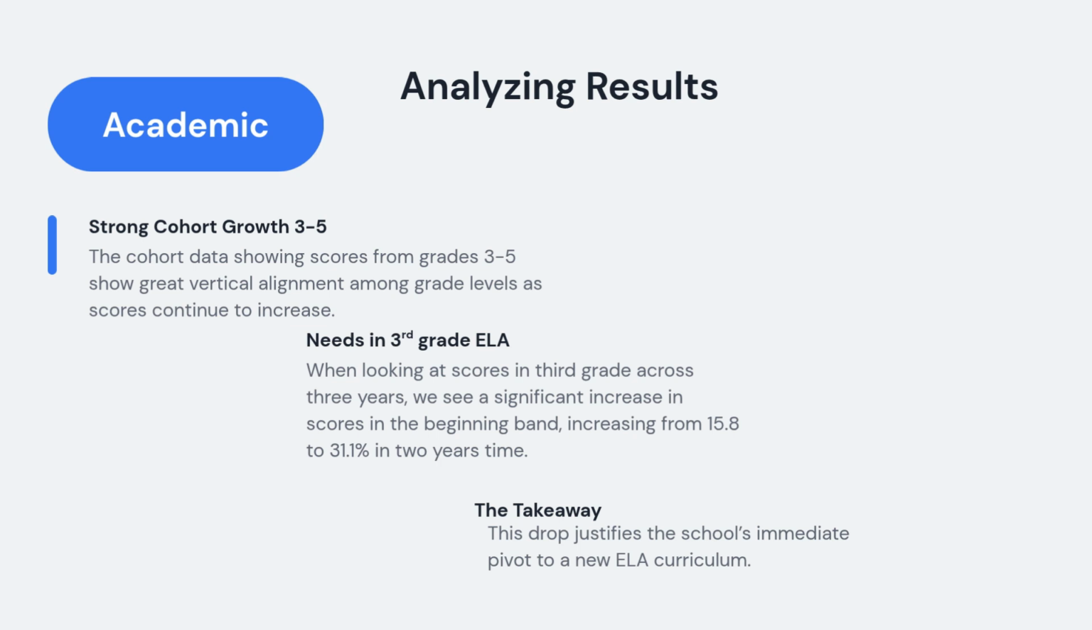To synthesize the findings, let's first take a look at our academics. The cohort data showed strong scores from grades 3rd all the way up to 5th, showing we have great vertical alignment among grade levels as the scores continue to increase. However, we do see a strong need in 3rd grade language arts. Across the 3 years, we see a significant increase in scores in the beginning band, increasing from 15.8% to 31.1% in 2 years' time. So this drop justifies the school's immediate pivot to a new language arts curriculum.